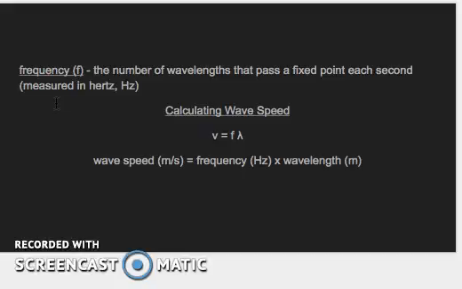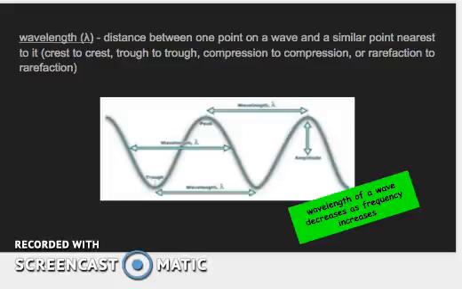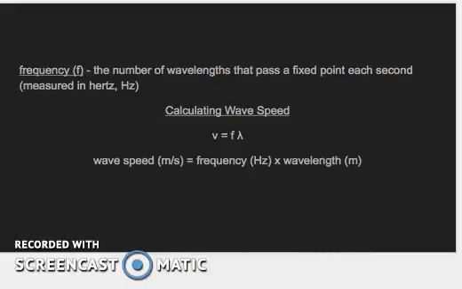All right? And on the previous slide, we said that the wavelength of a wave decreases as frequency increases. So as one goes up, the other goes down. We can say that wavelength and frequency are inversely proportional. As one goes up, the other goes down. So they're inversely proportional.